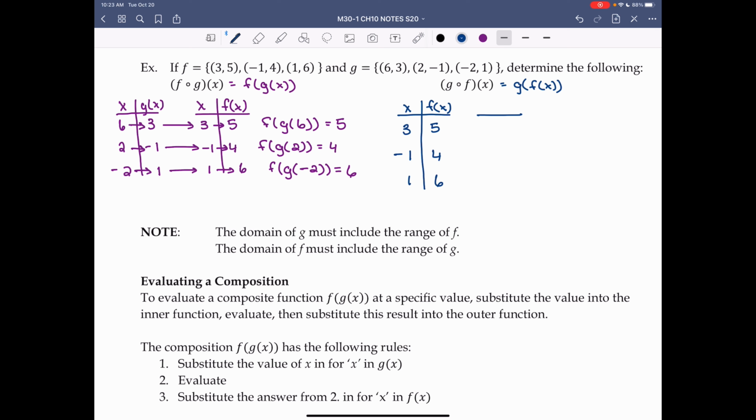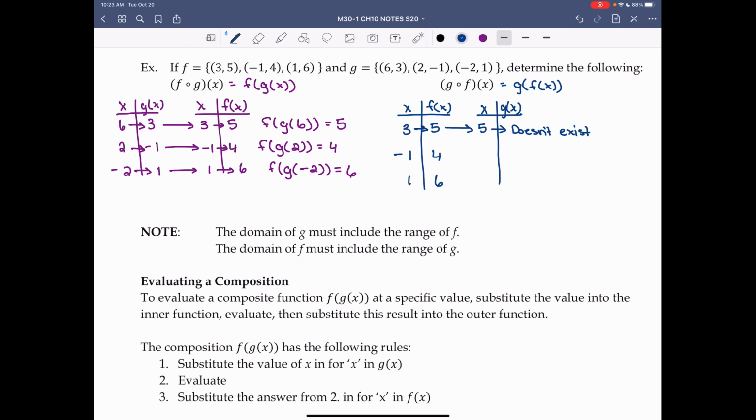Then g of x. If we put 3 into f of x for x, we get a 5. If we put 5 into g of x for x, what do we get out? Looking at our points in g of x, we have (6, 3), (2, -1), and (-2, 1). There is no point with an x value of 5, so we would say it doesn't exist. So then g of f of 3 does not exist.